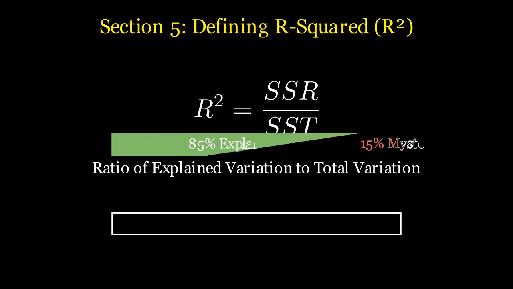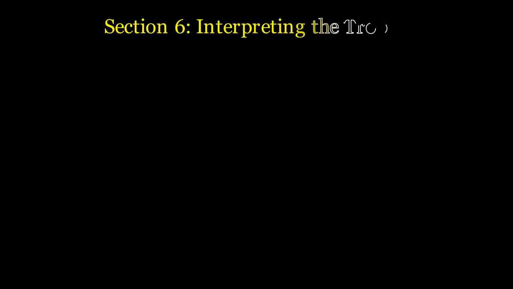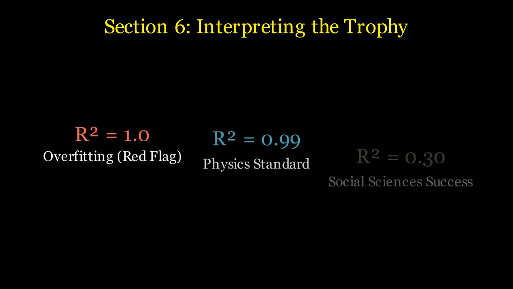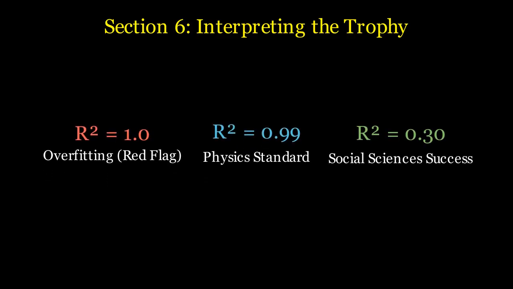Section 4. The components of variance. To understand the trophy, R-squared, we first need to break down the variation in our data into 3 parts. First, the total sum of squares, SST, which represents how much the coffee sales fluctuate naturally. Second, the regression sum of squares, SSR, which is the variation explained by our beautiful line. And third, the sum of squared errors, SSE, which is the noise we couldn't explain.